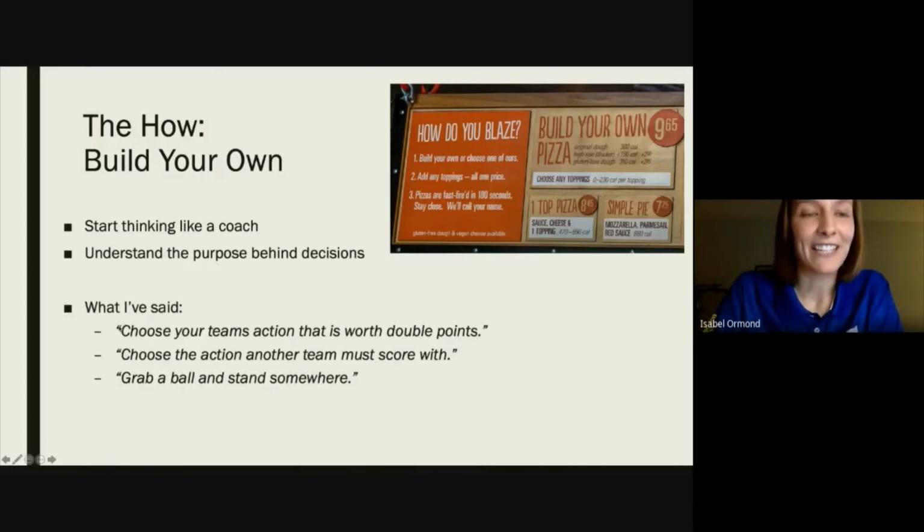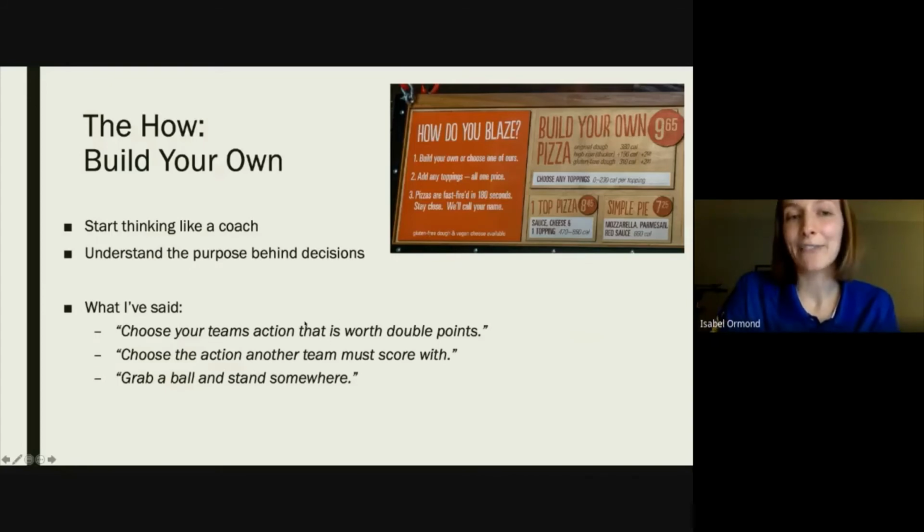A few ways we've done this is choosing your team's action that is worth double points. So if I'm playing a small-sided game and I have 3 teammates and I have our tallest and strongest post who likes to play on the block, maybe I'll say, okay, our action is a cross screen. When we score out of a cross screen, we get double points. Okay, so I have to think about who am I and who's my teammates. And instead of being told that a cross screen is the best action for me, I make that decision myself or with my teammates.